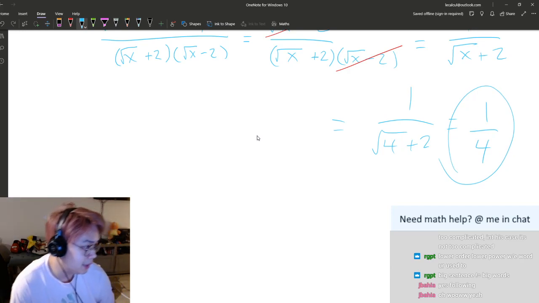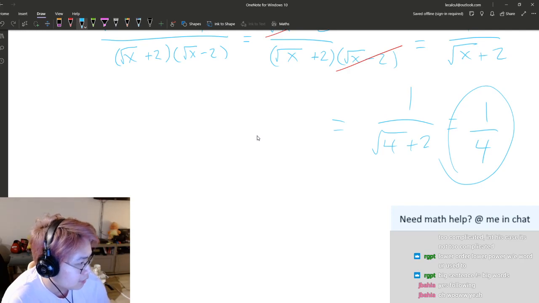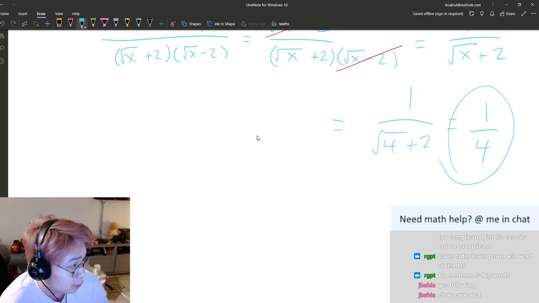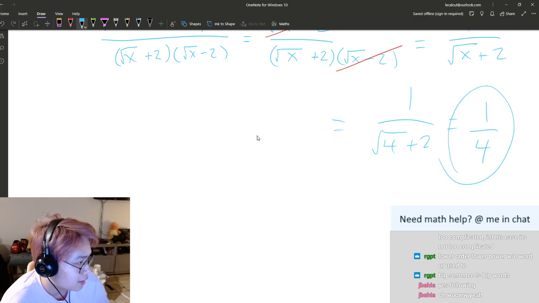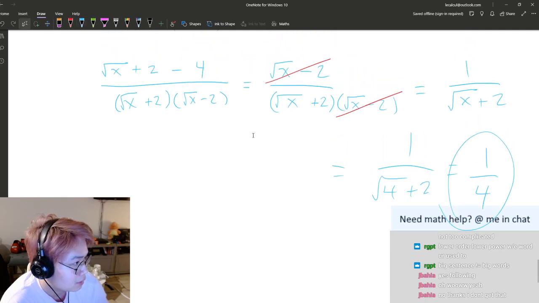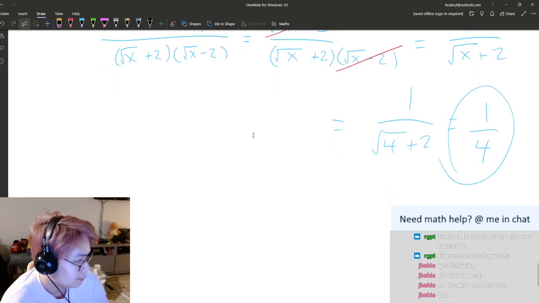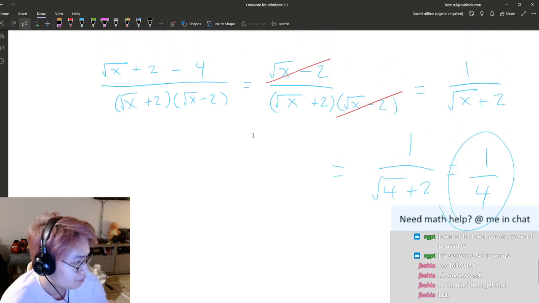And then again, RGPT is giving you some advanced advice, right? So you can always use the lower order to divide the higher order. This is something you can do when you have polynomials. And like he says, big sentences do not equal big words. But you probably don't understand what he's saying.